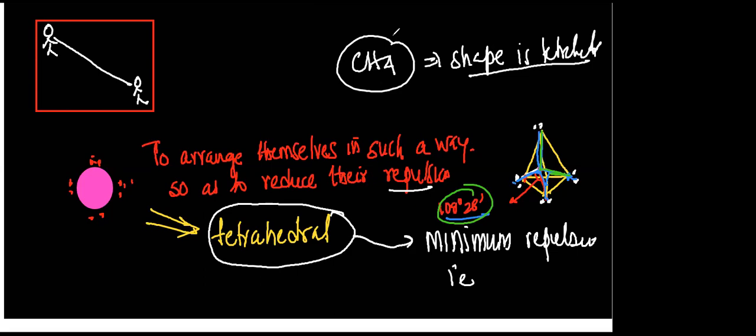Okay. Now what I'm going to do is this. I need to talk a little bit about hybridization also. How do the orbitals look like? Okay, a little later. First let me just tell you.